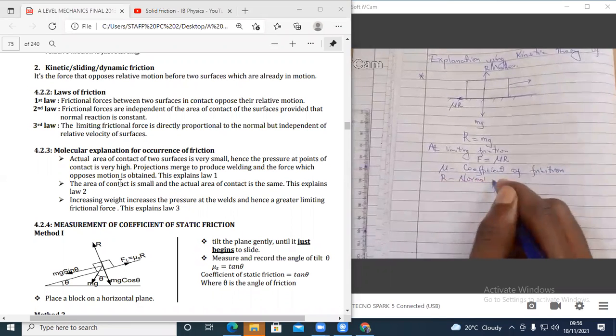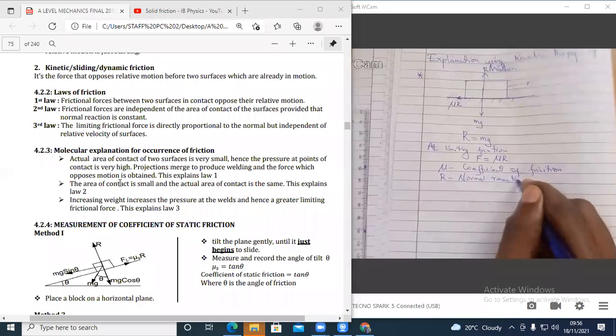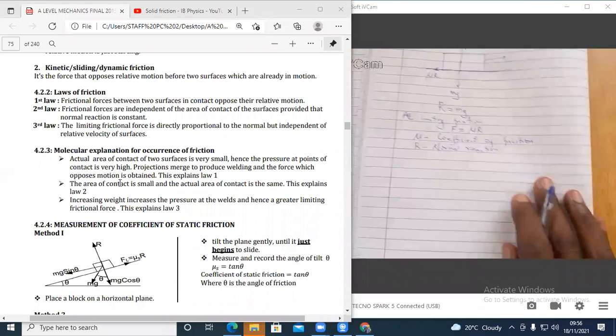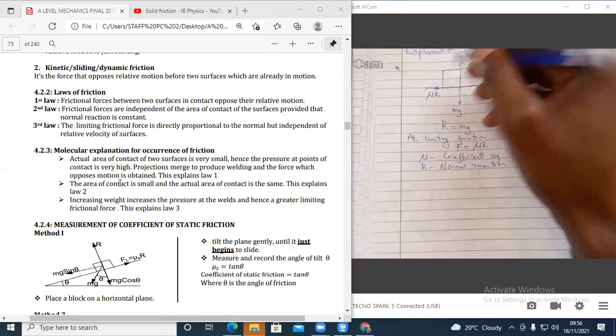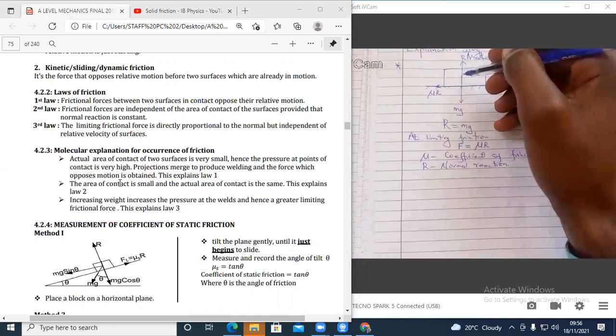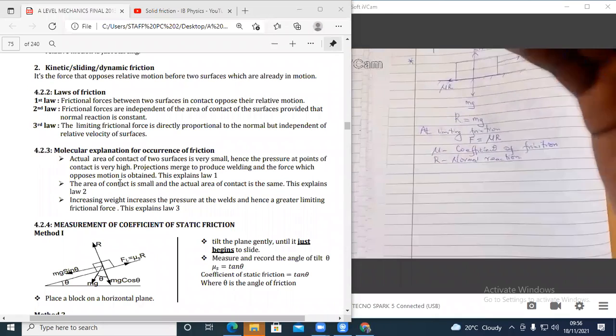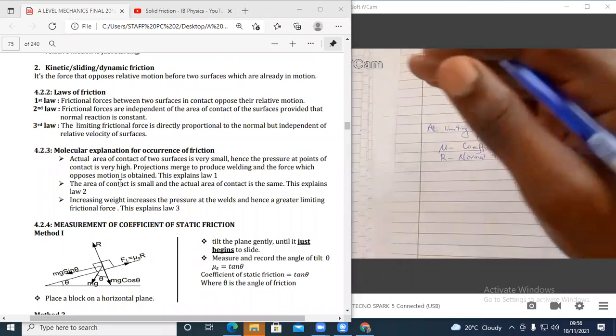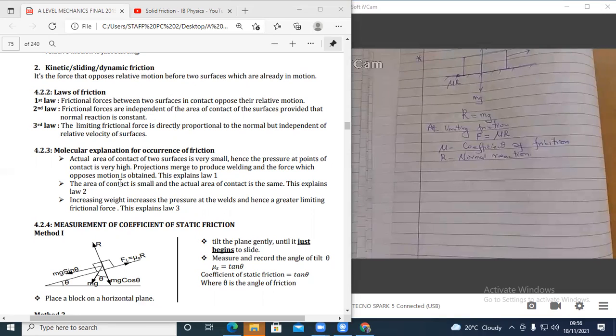R is our normal reaction. So now we are explaining using kinetic theory. We know that solids are made up of small molecules or small particles, and these are the particles which make up the solids. Now we want to see how they behave when there's friction, when there's frictional force between them.